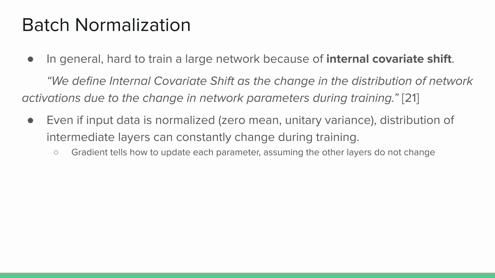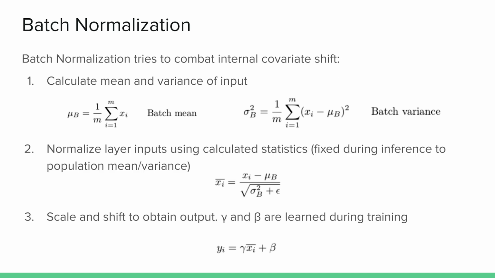Batch normalization initially came across this problem and thought, well, we can then normalize our layers. So what you do is, okay, let's try to combat this internal covariate shift by calculating the mean and the variance of the input. And then we normalize our layer inputs with some statistics that we compute during training and fix during inference, and then scale and shift our data to obtain the output. And how we should scale and shift our data is learned during training. That's batch normalization.